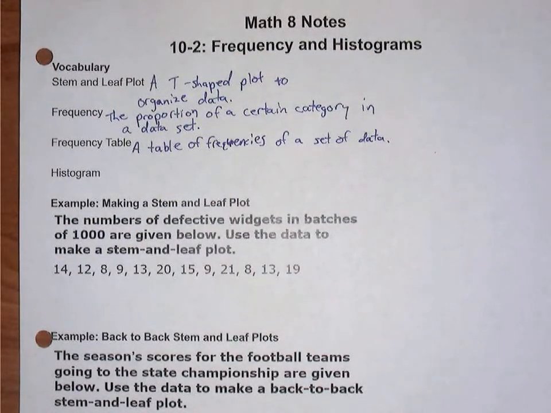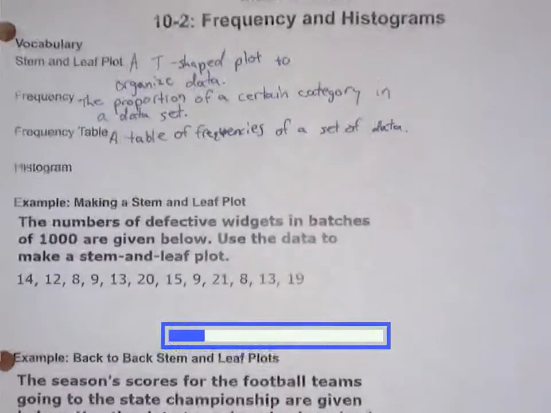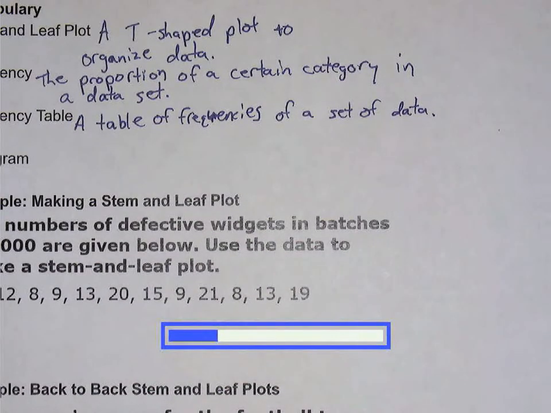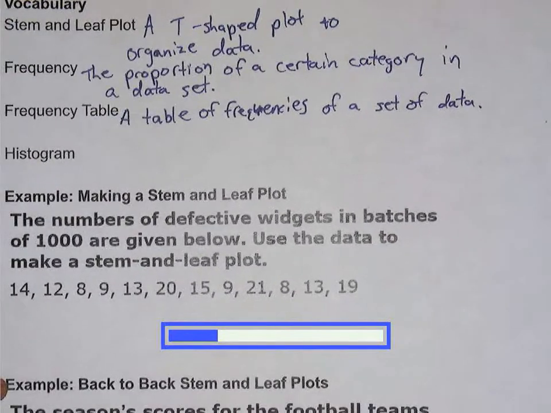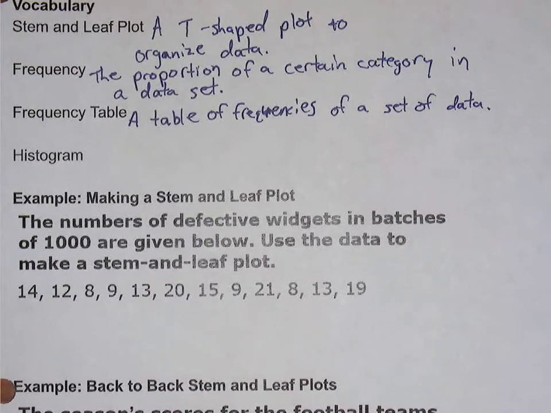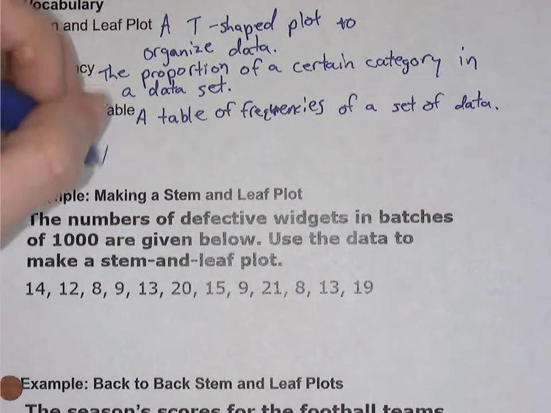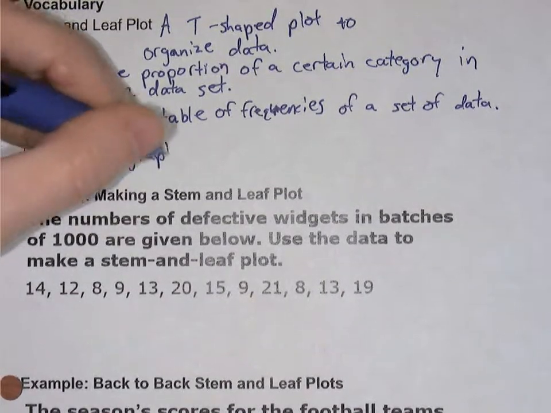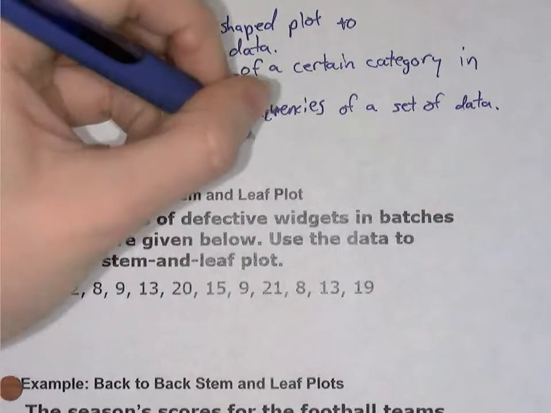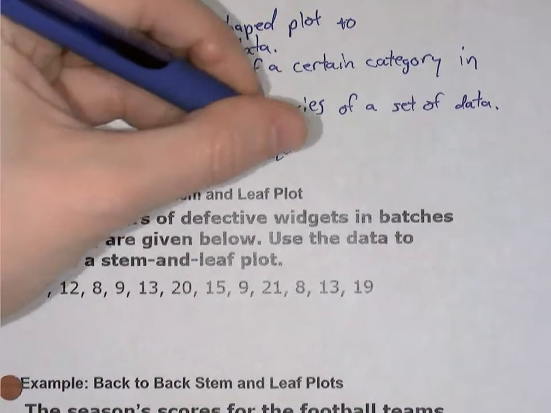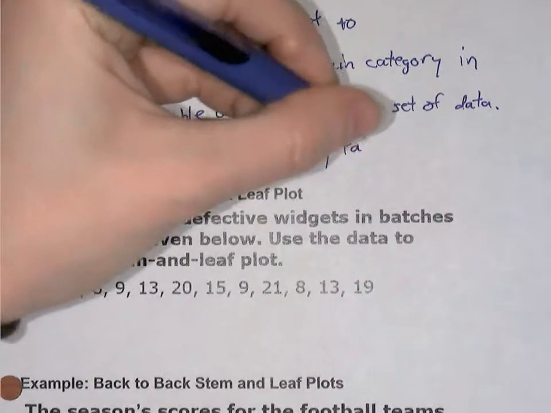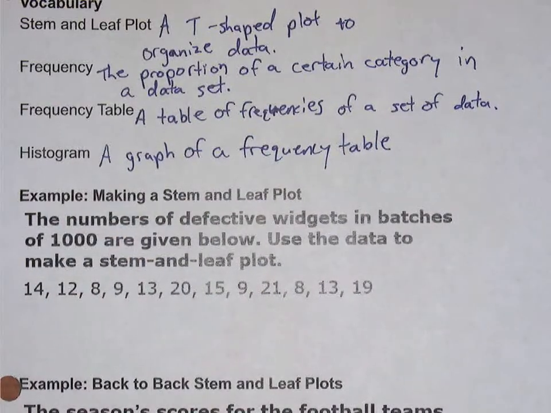And then taking it one level further, let me zoom this in a little bit. Taking it one level further is a histogram. So a histogram is the way that we would graph a frequency table. So we can plot everything onto a graph, make a visual representation using a histogram. So I'm going to call that a graph of a frequency table. So today we'll be making stem and leaf plots, frequency tables, and histograms.